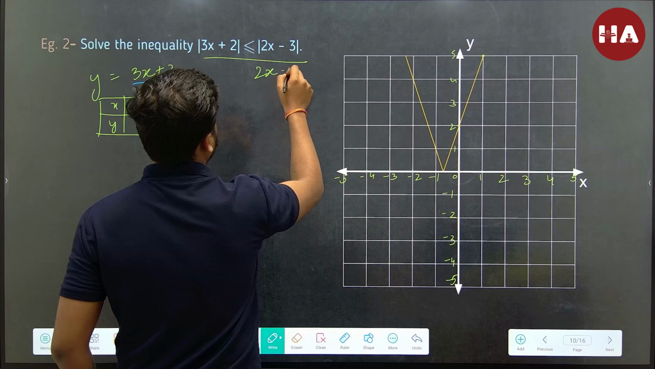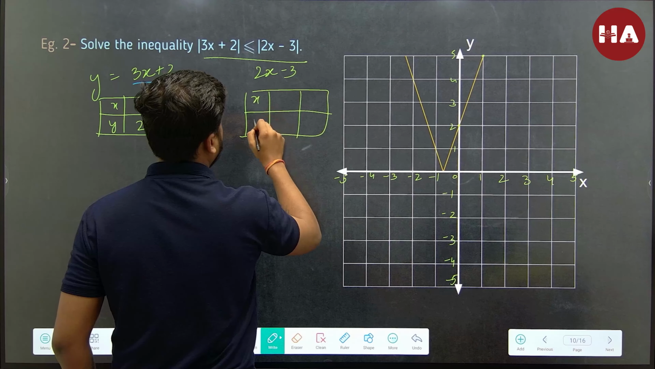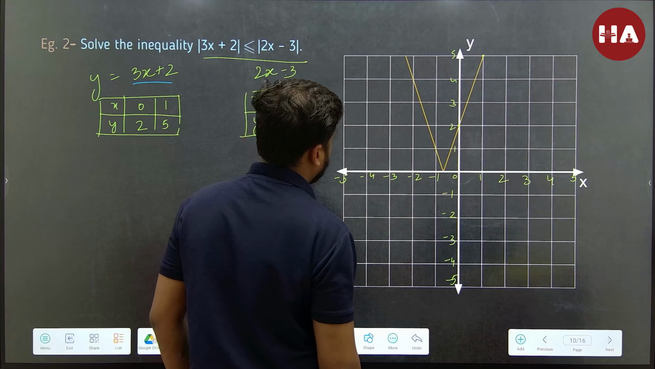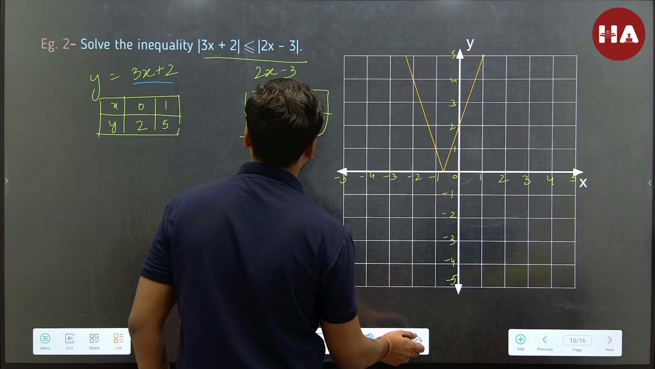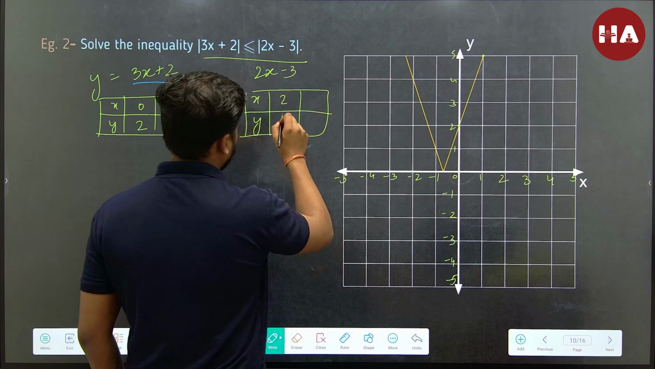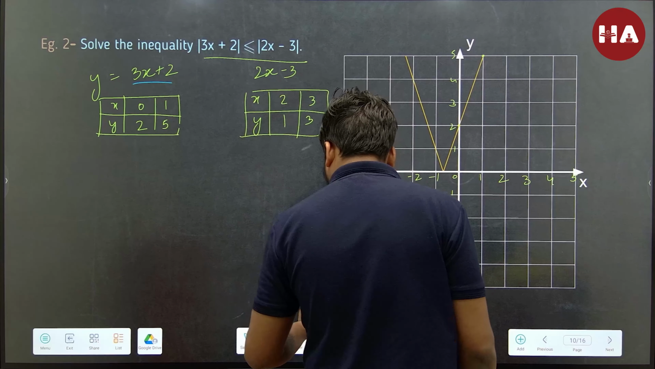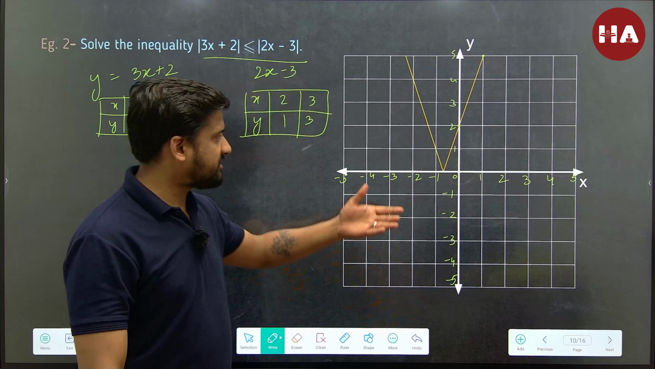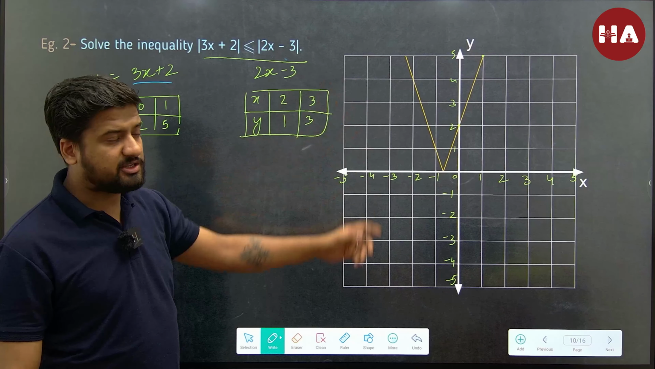That is 2x minus 3. When x is 0, y is minus 3. Okay, we can't have negative y values, so let's use some other value. So when x is, let's say, 2, y is 1, when x is 3, y is 3. So let's draw the graph. Why didn't I take the negative value? Because if I take the negative value, this graph will go below the x-axis, and that's not what I want when I'm dealing with modulus functions, right?